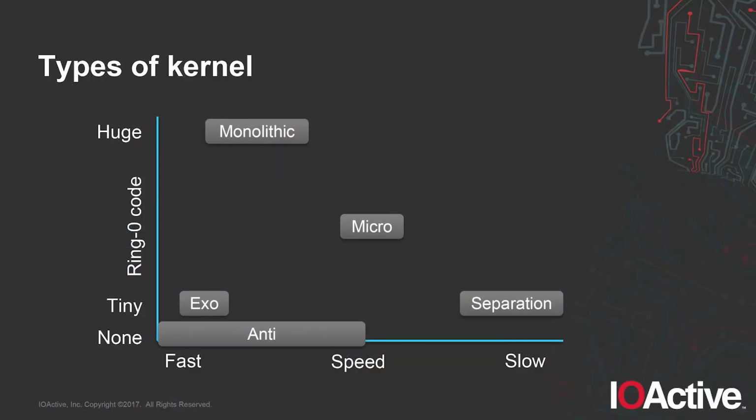There is no software whatsoever running in ring 0. The CPU does not even have the concept of privilege rings. Everything is unprivileged. So now we can plot an antikernel on our graph here. It is microscopic, even smaller than an exokernel because we don't have any software in ring 0 whatsoever.